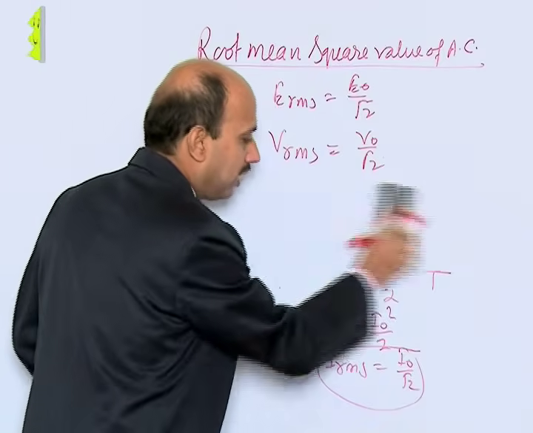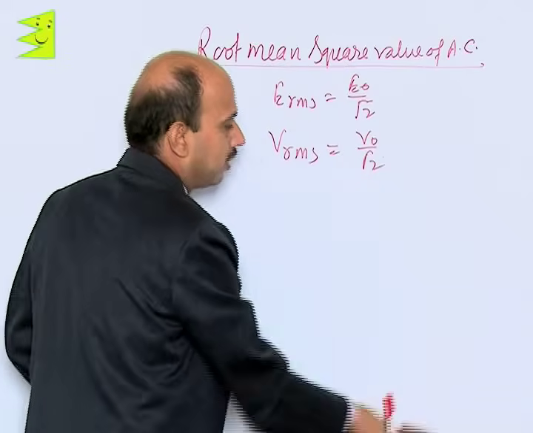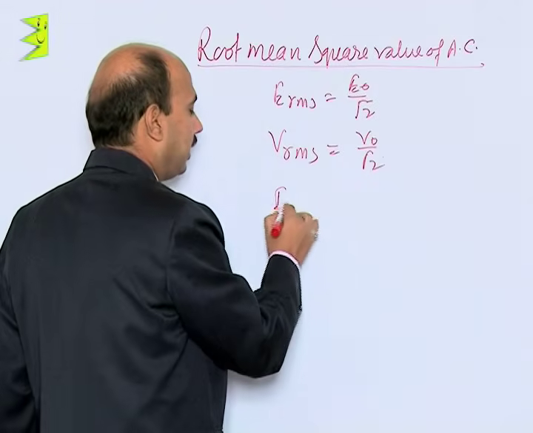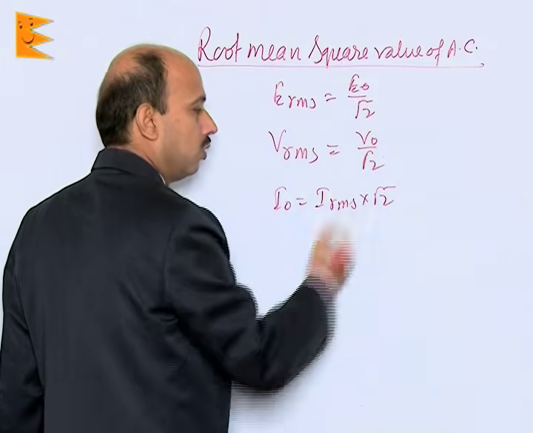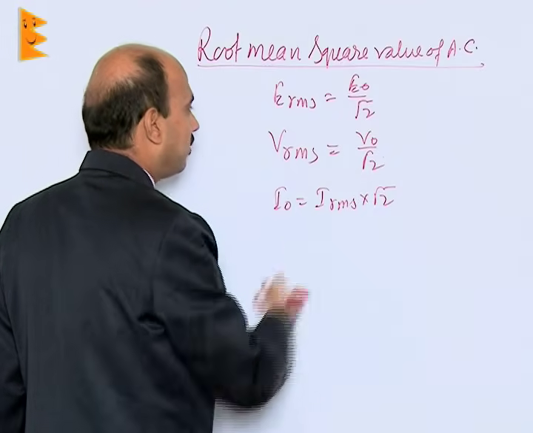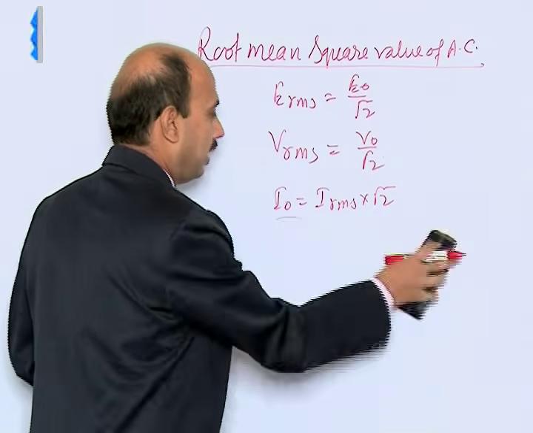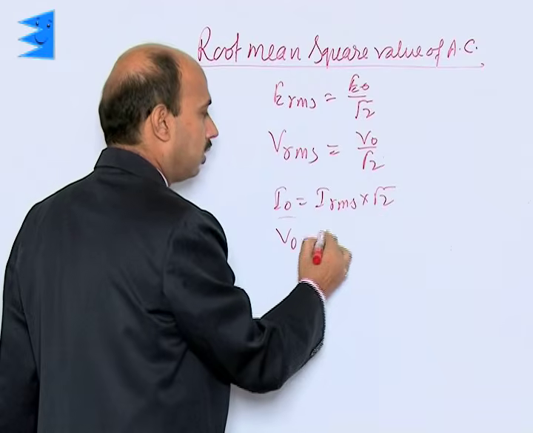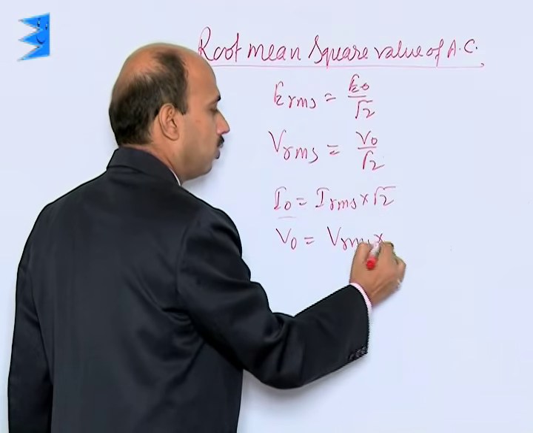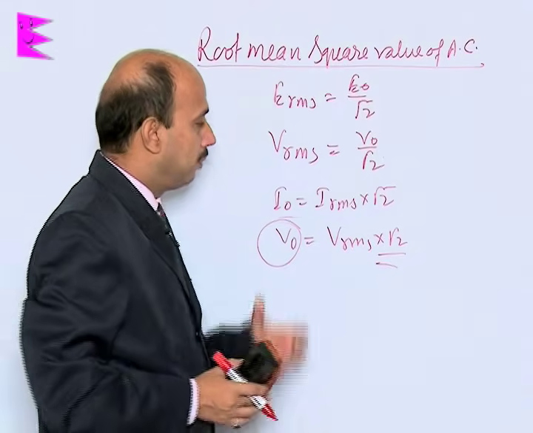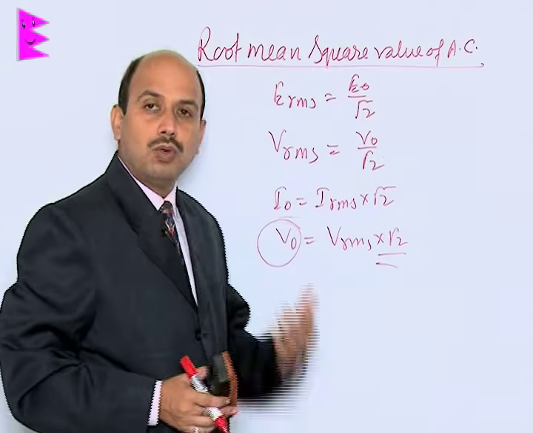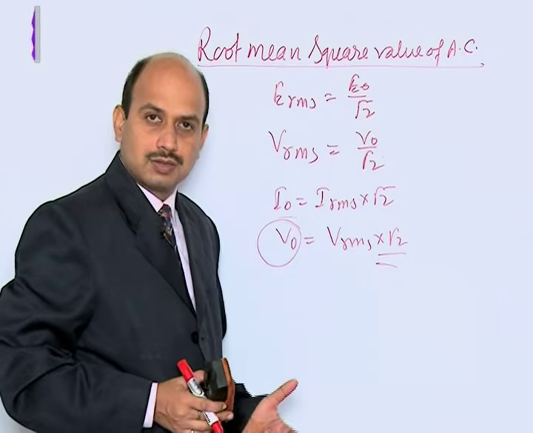So in all these cases, the peak value of AC, suppose you are writing I naught, is I RMS into root 2, that is root 2 times the RMS value. So that is not the RMS value, that is the peak value. So V naught is equal to V RMS into root 2. So the peak value of voltage or the peak value of current is more than the RMS value of the current or the voltage.